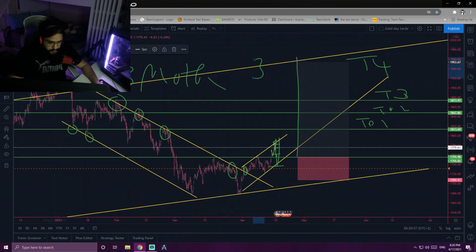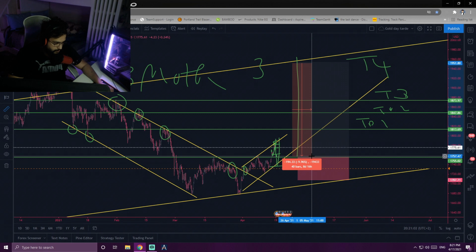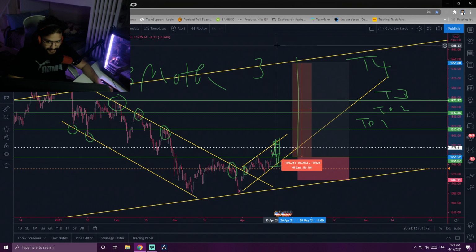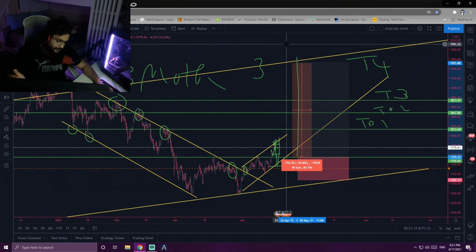Probabilities. If you measure how many pips is that, that's around 19,000. That's from 1755 all the way to 1955. That's a $200 movement. Okay, that's a 20,000 pip, a 20,000 point. I mean, that's a lot of money.